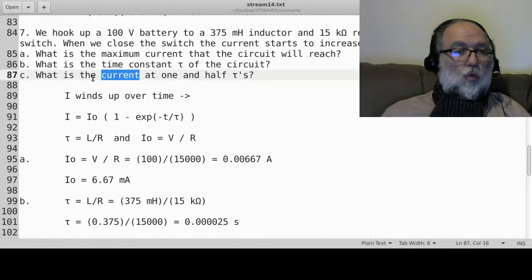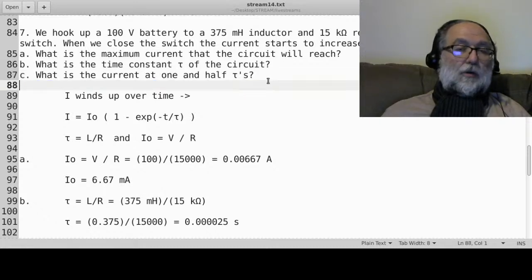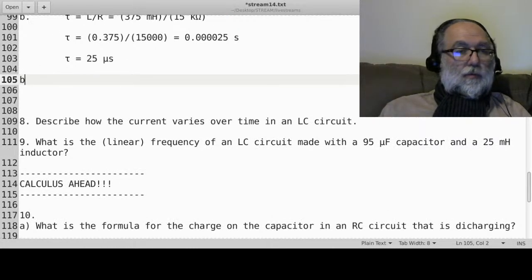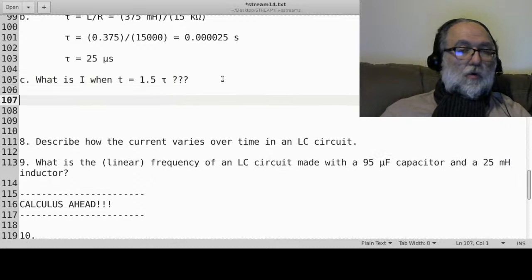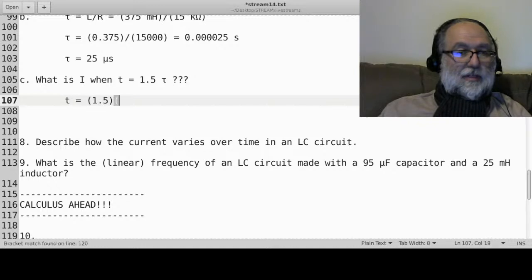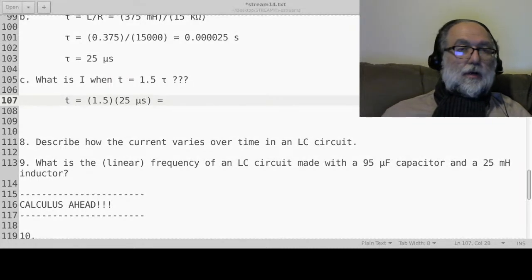Now here's part C. What is the current at 1.5 taus? What do I mean by that? Well, what is I when t is equal to 1.5 tau? So first of all, what's 1.5 taus? So t is equal to 1.5 times 25 microseconds. And what's that going to equal?